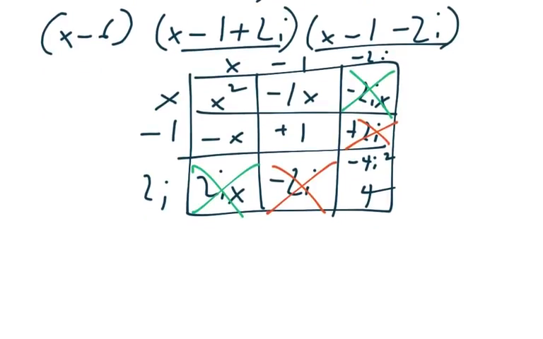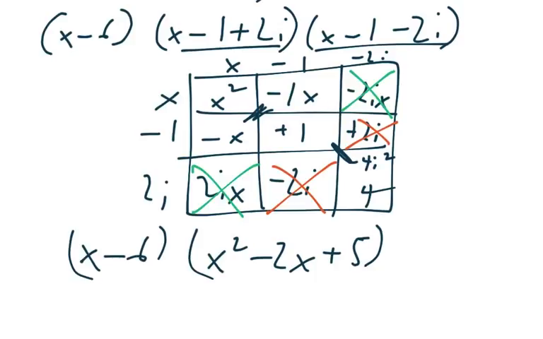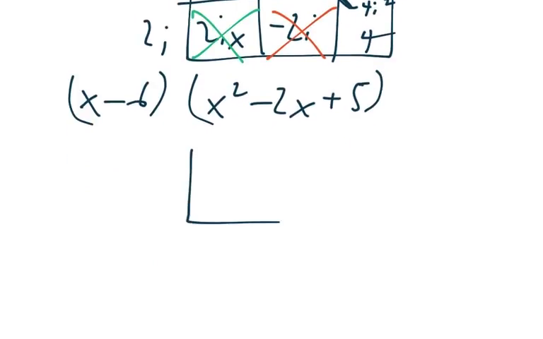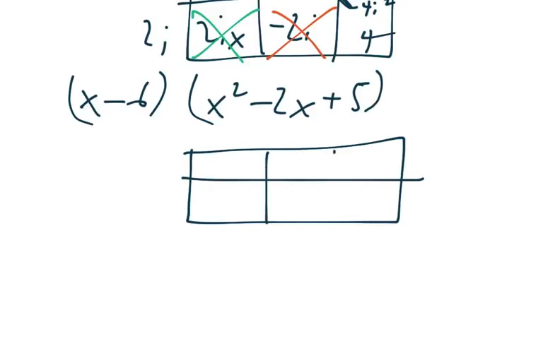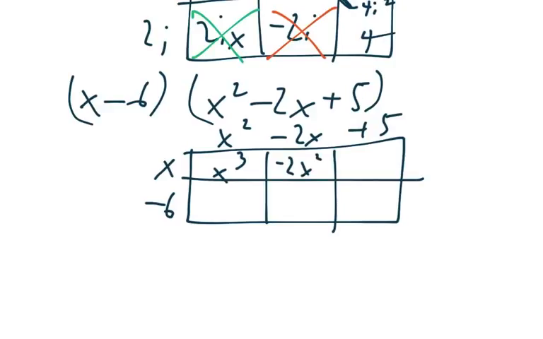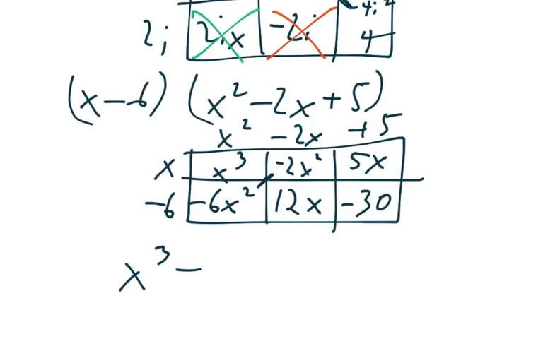And so we're left with x squared minus 2x plus 5, which I'm going to multiply by x minus 6. So x minus 6 times x squared minus 2x plus 5, that's x to the third, minus 2x squared, plus 5x, multiplying negative 6 times x squared, negative 6 times negative 2x, and negative 6 times 5, and we wind up with x cubed. Negative 2 and negative 6 is negative 8x squared. 5 plus 12 is 17x minus 30.